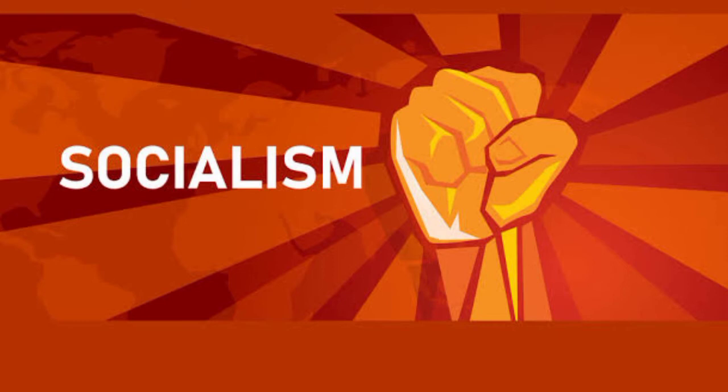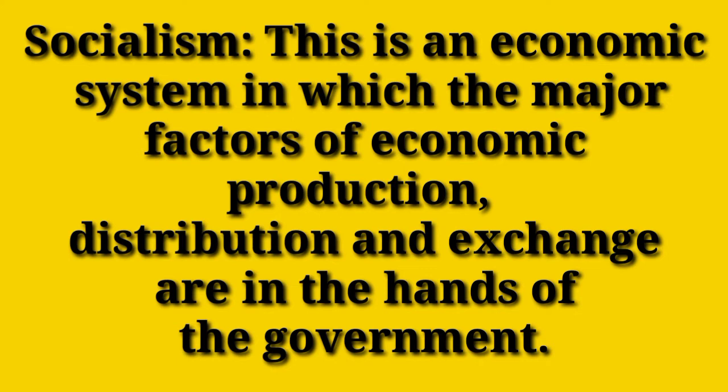Now, I want to look at socialism as another type of government. Socialism is an economic system in which the major factors of production, distribution, and exchange are in the hands of the government. A socialist economy is one in which all the factors of production, everything that has to do with the welfare of the citizens, is controlled by the government.